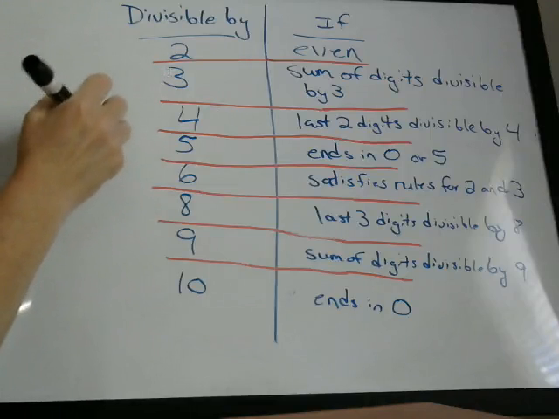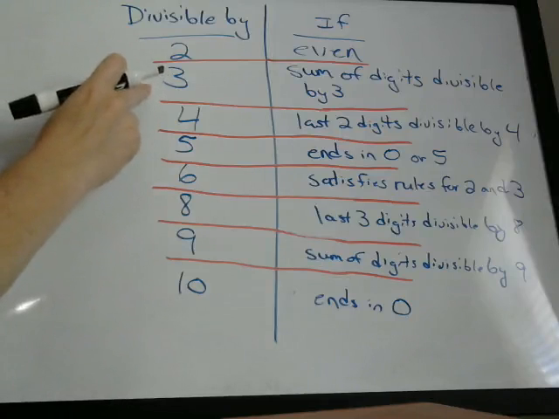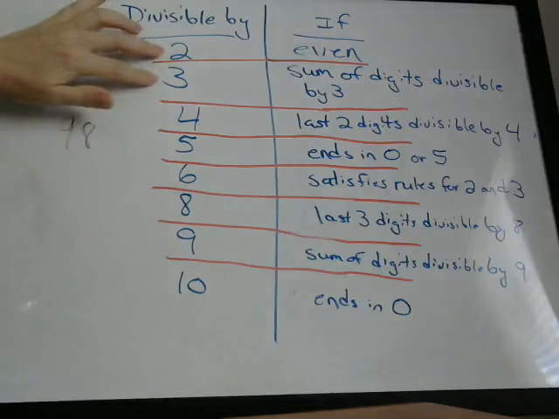98 is divisible by 2 because it ends in an 8, which is an even number. But if you add 9 plus 8 is 17, that is not divisible by 3. So therefore this is not divisible by 6 because it doesn't satisfy both of these.